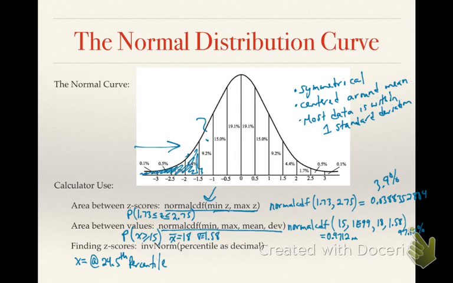So what you're going to do is use inverse norm, which is also in the same place as normal CDF, second distribution. You're just going to type in the percentile as a decimal. So I'm going to put in 0.245. Now if you type that in, it gives you negative 0.69 essentially. So your z-score is negative 0.69, associated with the 24.5th percentile. So that's roughly about here.